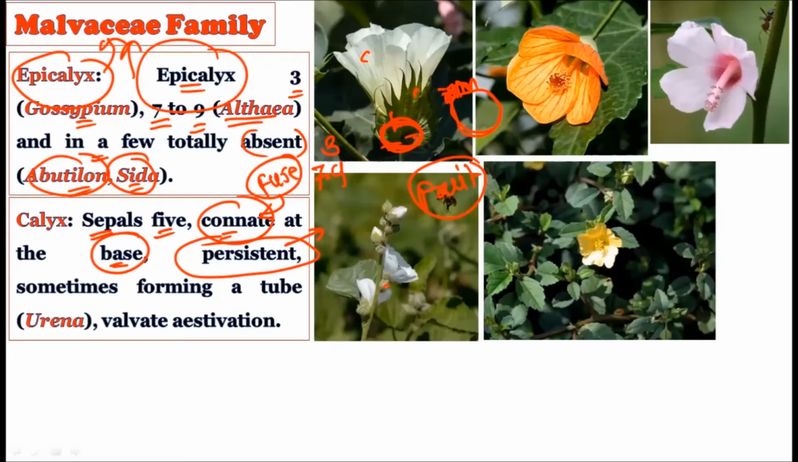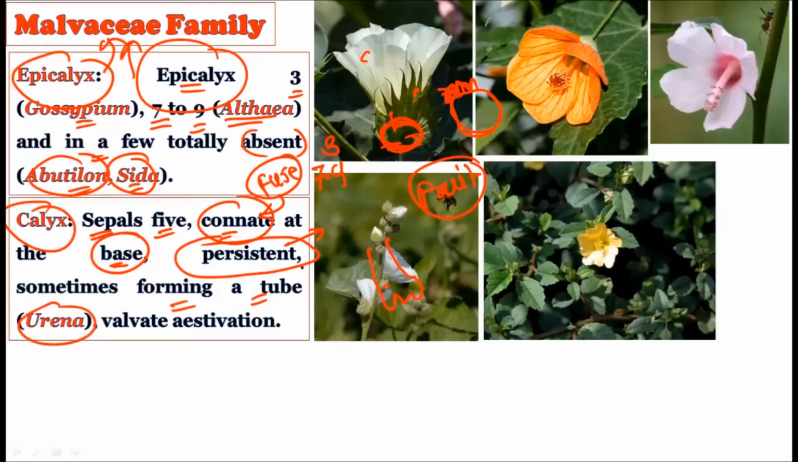That is why whenever there is a calyx in the flower, and that calyx persists till the formation of the fruit, such a calyx is considered a persistent calyx. Sometimes it forms a tube. Sometimes the sepals are combined at the base, forming a tube-like structure. You can actually take the tube out of the flower. The whole tube is formed in the flower by the calyx.